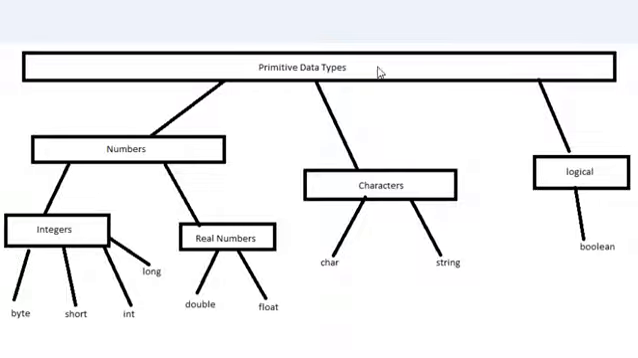And now last but not least, we have logical. Now under logical we have Boolean, and Boolean is a data type that can hold a value of true or false. Now you'll find this very useful when you start making programs.